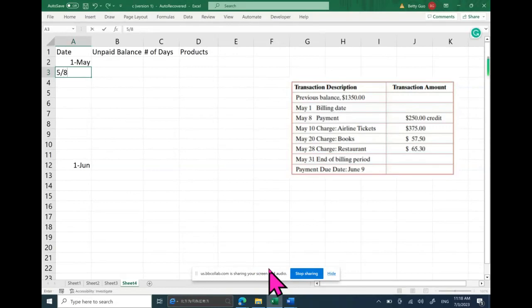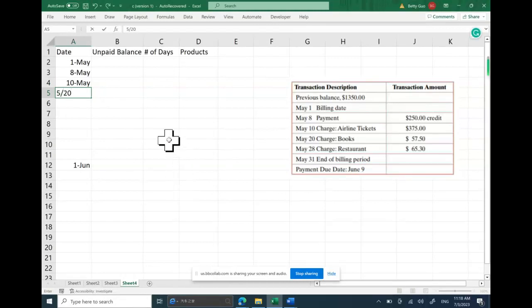On that day, as you can see, you deposited a $250 payment, so your balance will reduce by 250. And then on May 10th, you spend money, right? Charge airline tickets. So in May, probably go to a summer school. You spend that much money, so your balance is going to go up. And then the next transaction day is May 20.